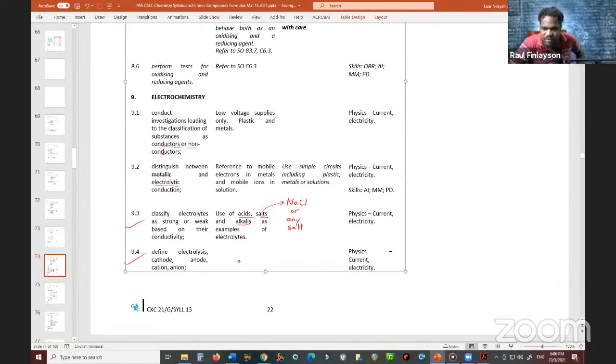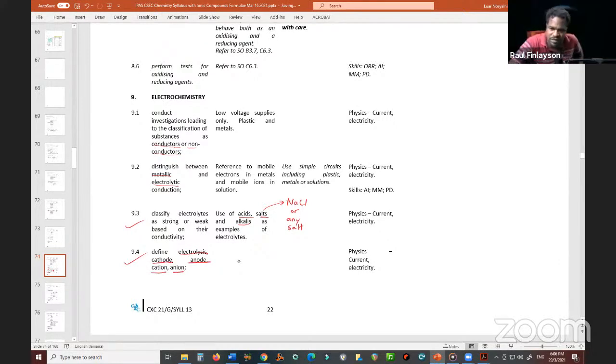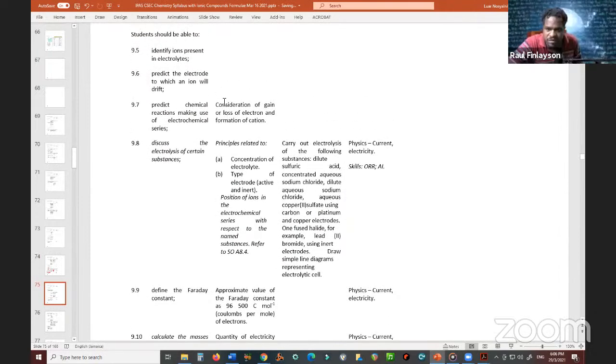Define electrolysis. I think we have done this before in some questions, and we have the cathode and the anode, anion and cation. This is what we need to know for CXC. And then what we have here, identify ions present in electrolytes. So that's something we did last class. Okay, doing 9.5 there. All right, 9.6 says predict the electrode to which an ion will drift. That's also what we are doing. So these are objectives that we are actually trying to let you guys learn.